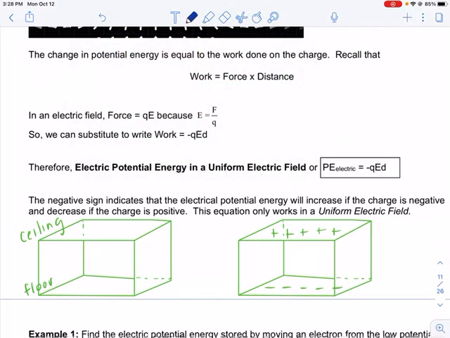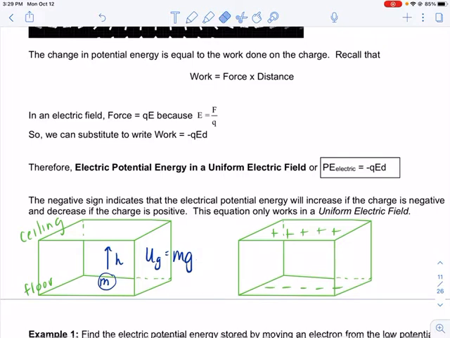So just to sum up, if I take a mass and I lift it a certain height, I'm going to give that mass gravitational potential energy.